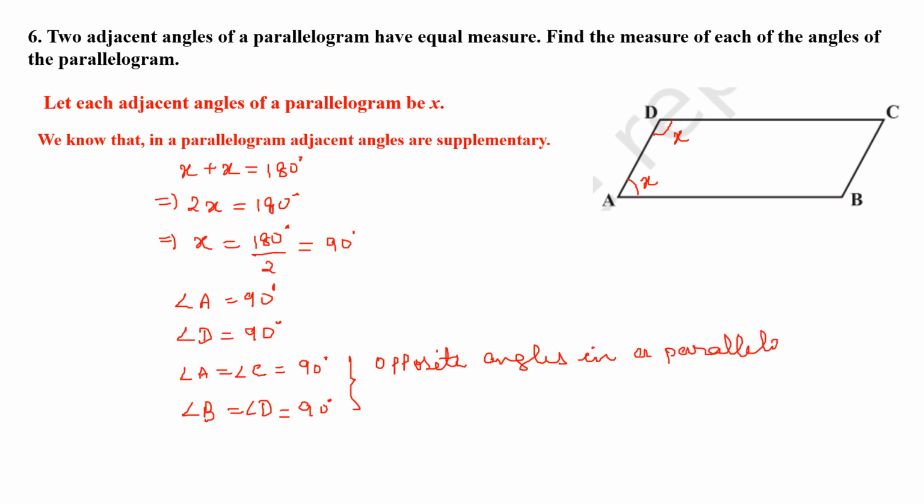Now think of a parallelogram where all the angles are 90 degree. Okay, think about it. In which parallelogram all the four angles are 90 degree? So the parallelogram can be either rectangle or it can be square, because in rectangle as well as in a square all the angles are right angle.